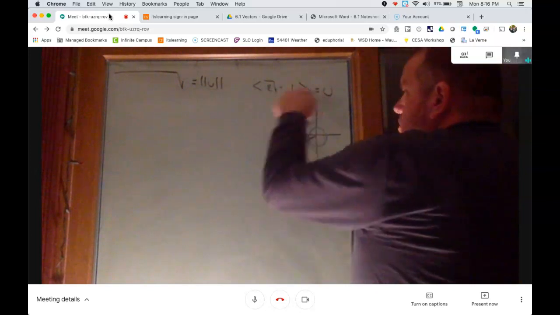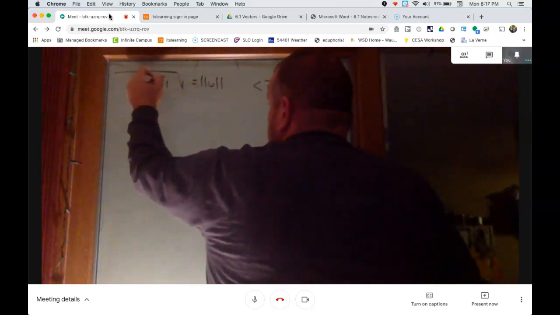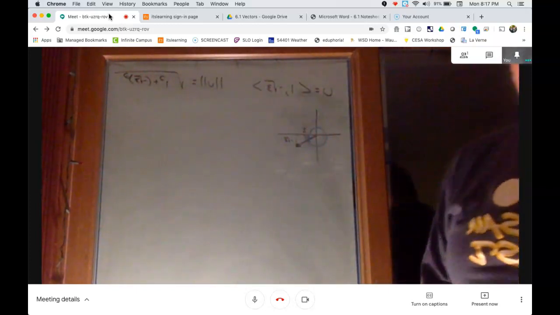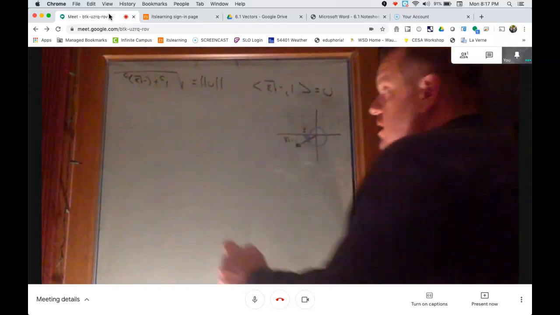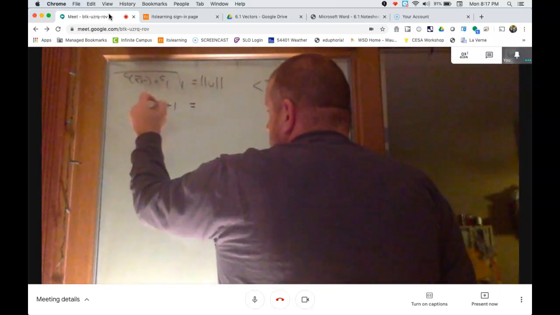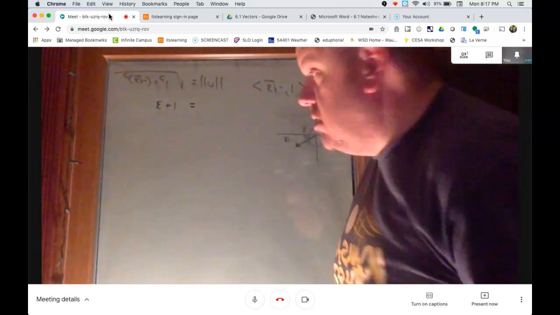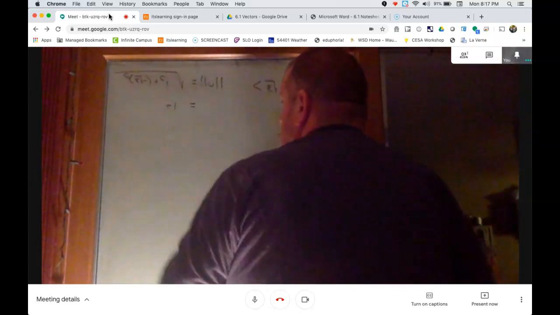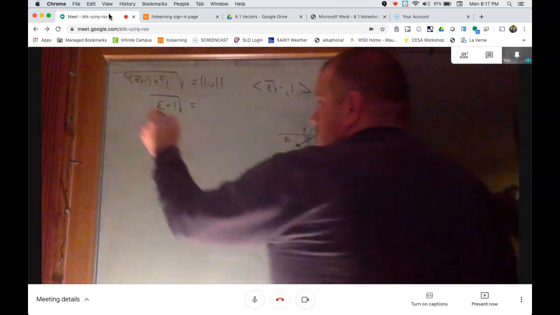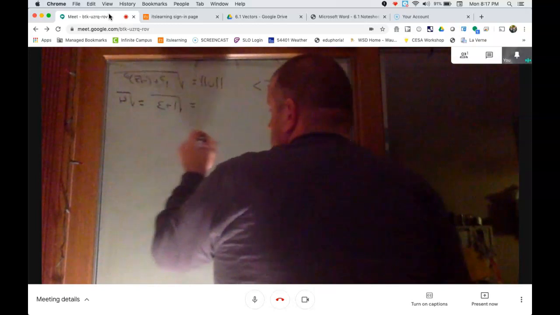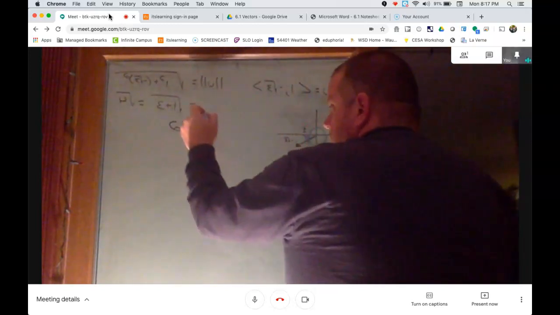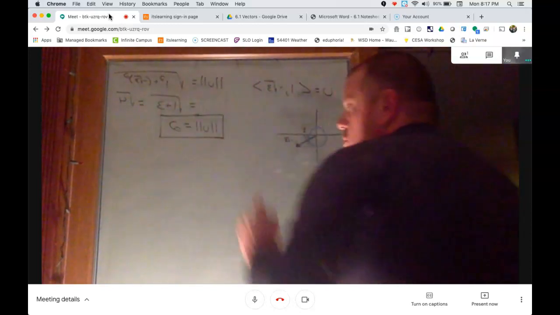Big square root of 1 squared plus negative square root of 3 squared. 1 squared is 1. Negative square root of 3 squared is 3. 1 plus 3 is 4. So the magnitude of U is the square root of 4, which is 2.